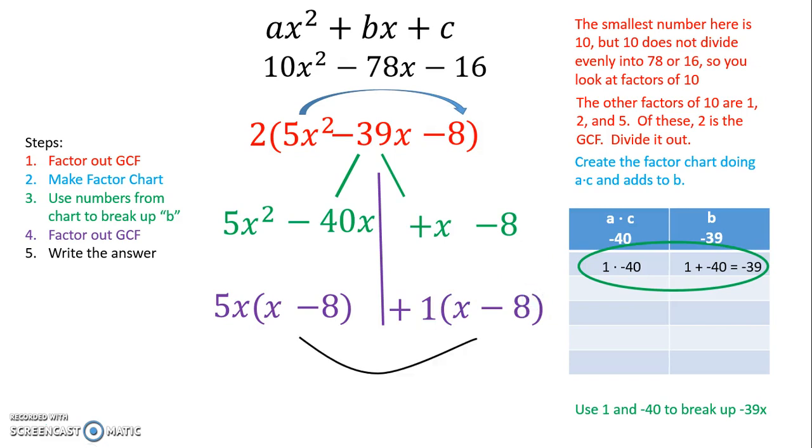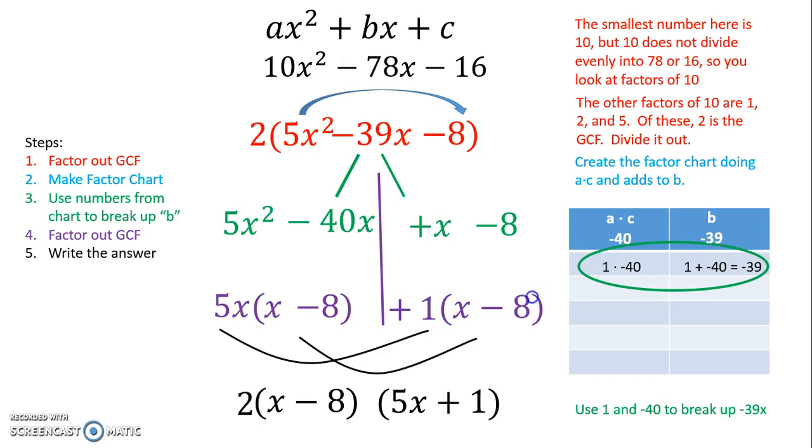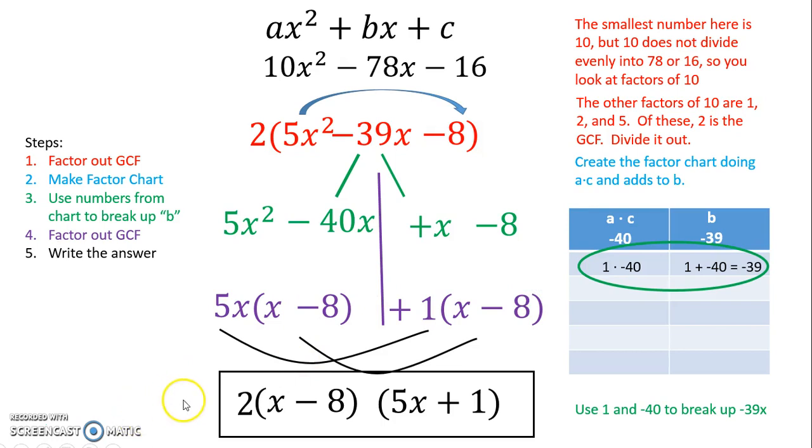Group with a swoop, write down the factor x minus 8, write the other factor with the values on the outside of the parentheses, 5x plus 1, bring down my GCF, and that is my final answer.